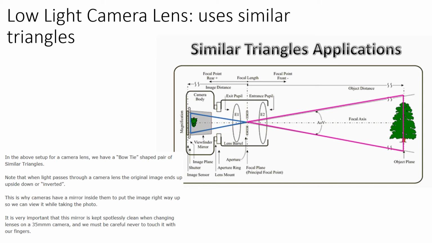So again, when you take that picture with your camera, it records it in your camera as upside down, but then your camera is smart enough to flip it right side up. So how might we use this as we move forward?